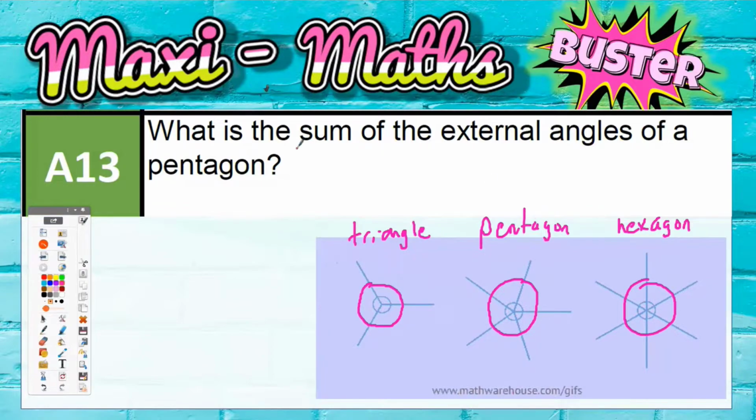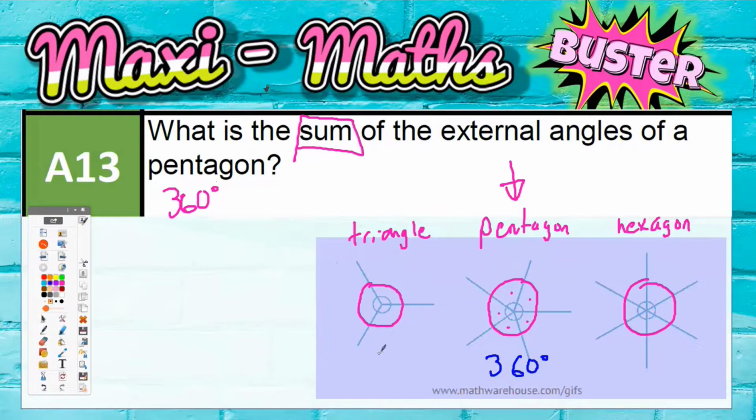So the sum is what they add up to. So the sum of the external angles of a pentagon, that's this one in the middle, these are all the external angles and they all add up to a circle. They all fit together to make a circle. So basically the answer is 360 degrees. But it would have been 360 degrees, whichever shape we would have chosen.